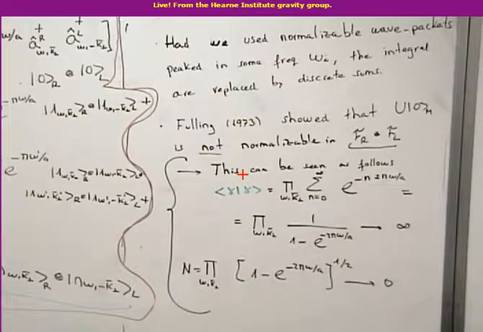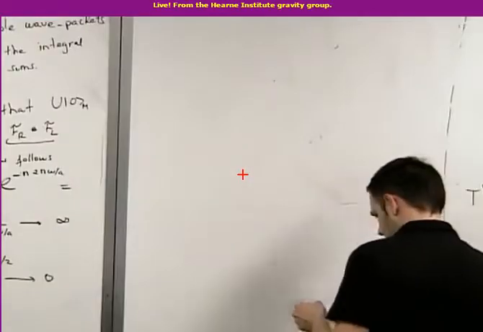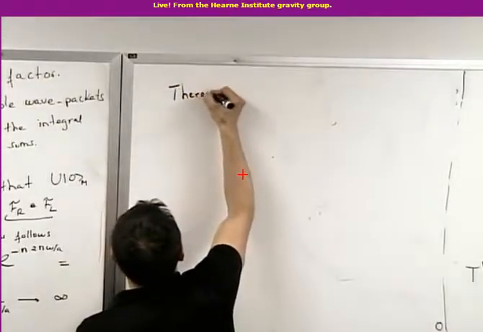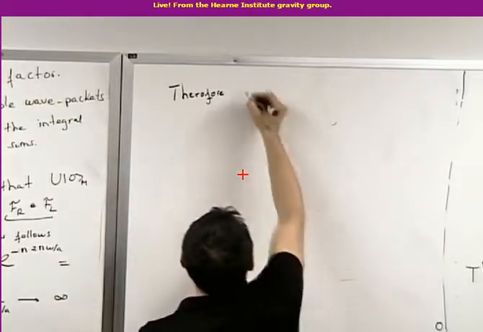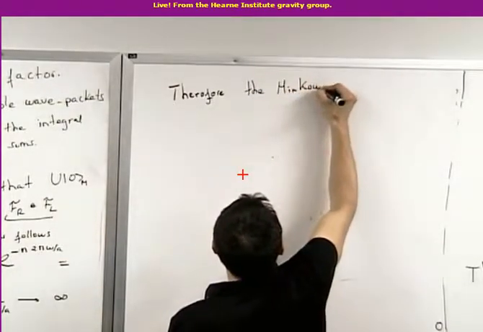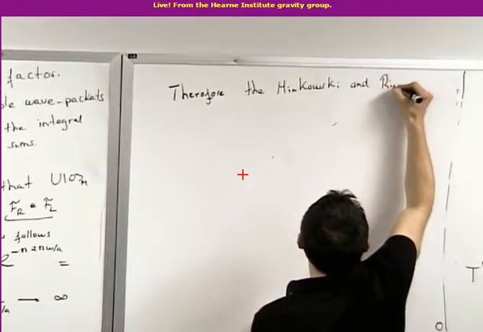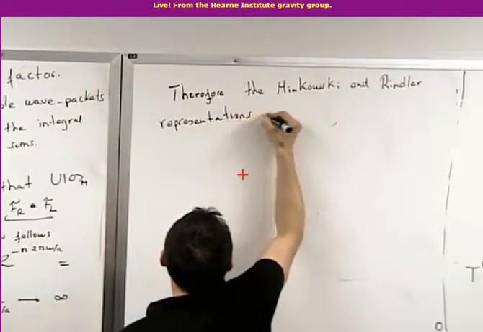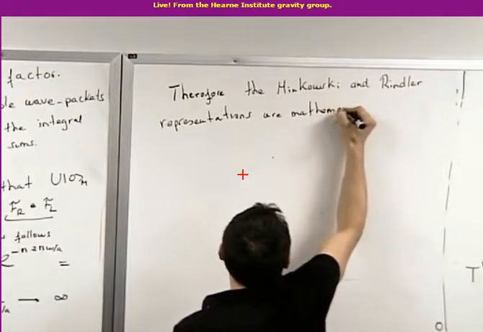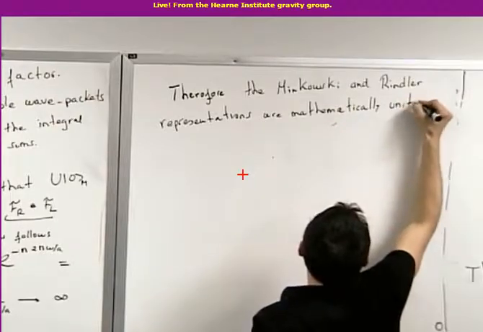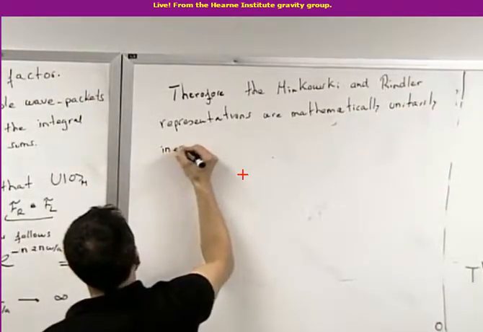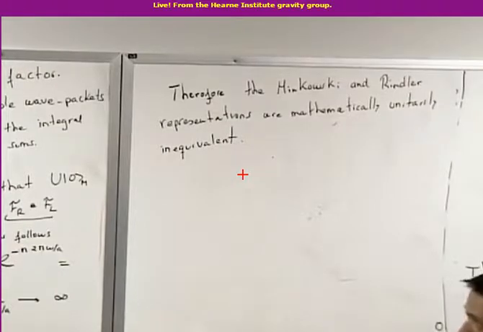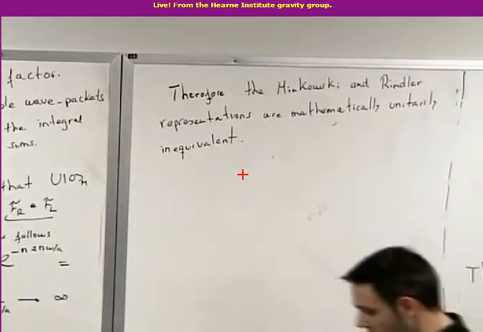So the conclusion that already Fulling realized 40 years ago, 43 in fact, is that therefore the Minkowski and Rindler representations are mathematically unitarily inequivalent. That U that we were assuming exists, it doesn't. There is no unitary operator relating them.